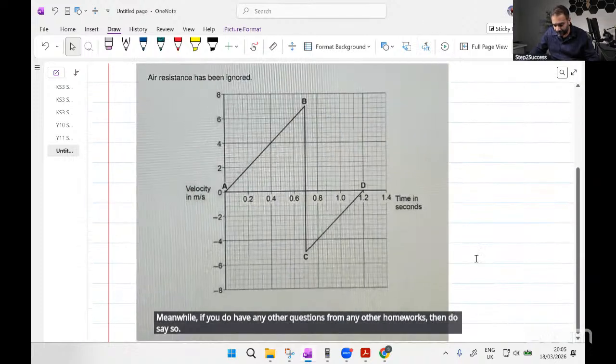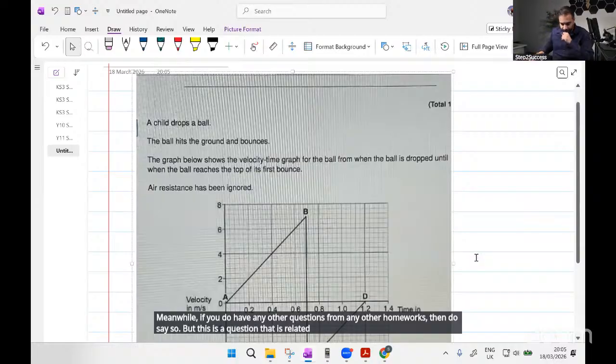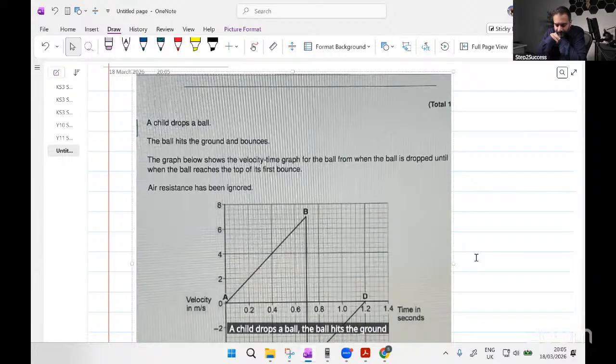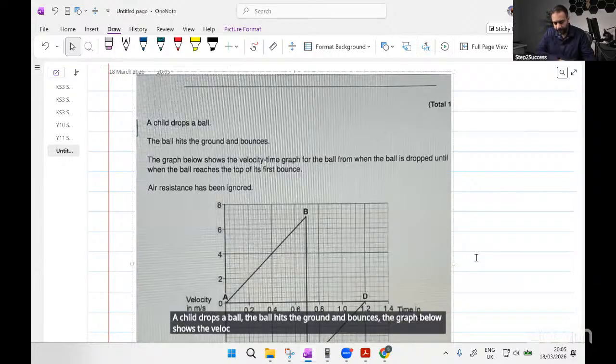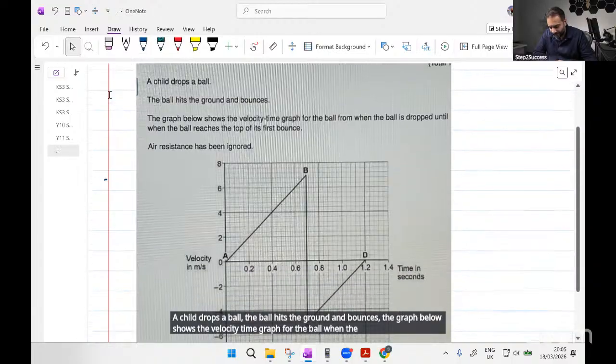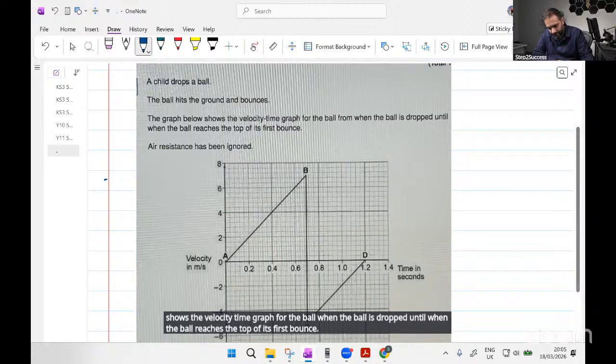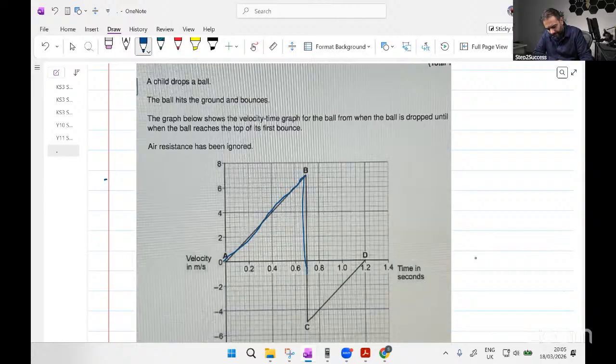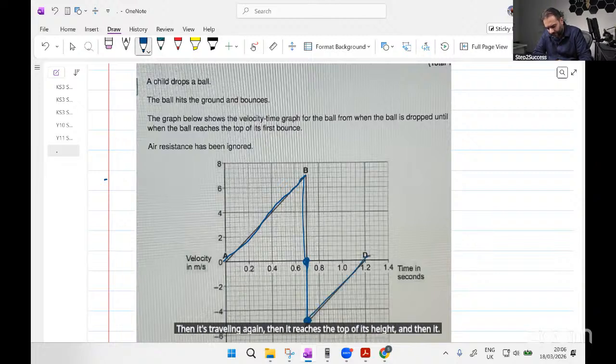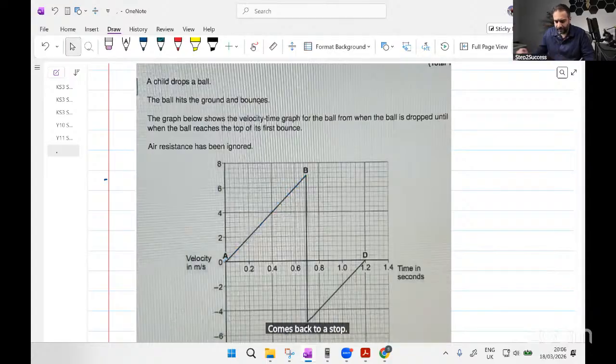But this is a question that is related to physics. A child drops a ball, the ball hits the ground and bounces. The graph below shows the velocity time graph for the ball from when the ball is dropped until when the ball reaches the top of its first bounce. So we drop it, and then it suddenly hits the ground. Then it's traveling again. Then it reaches the top of its height, and then it comes back to a stop. Okay, fine. I can understand what's happening here.